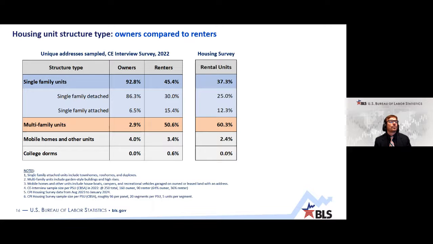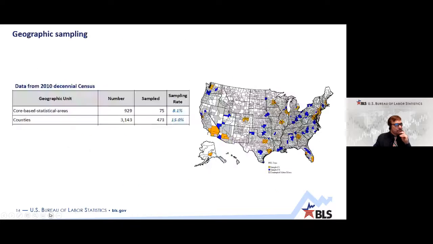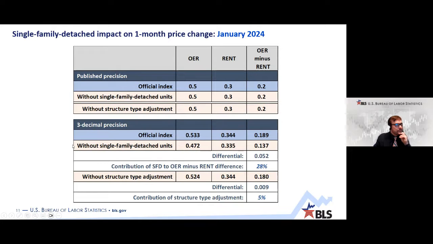Rob, if you could go back to slide 11, you were showing about the contribution of the structure type adjustment is about 5%, I believe. Yes. 0.009, is that right? Yeah. Yes. So is that equivalent to saying that the additional 5 percentage point reweight on single family was behind that 0.009?